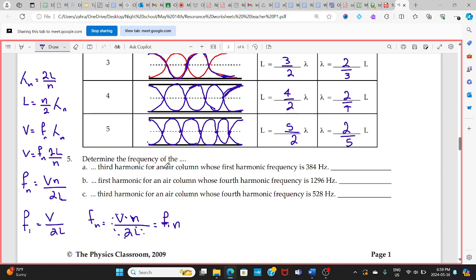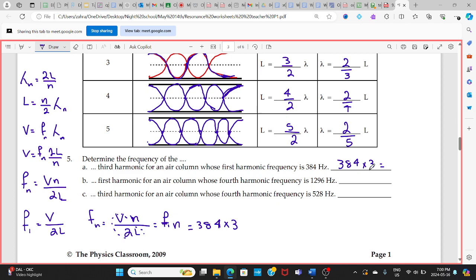Like the third harmonic, if the first harmonic is 384. The third harmonic is that. I want to find the third one, means the n is 3. And I will get my answer, right? And I just need a calculator to do that.